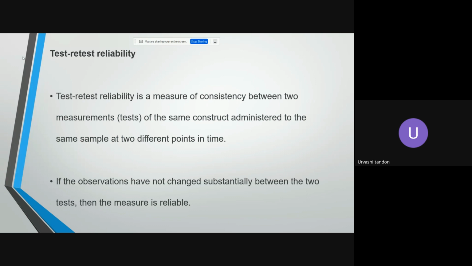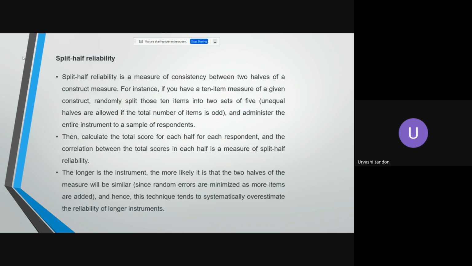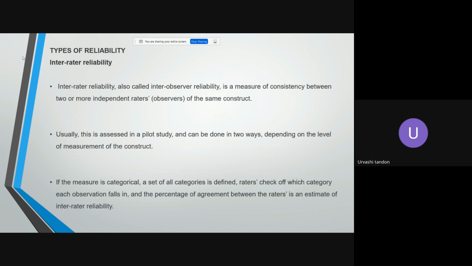Here it is again: two tests of the same construct administered to the same sample at two different points, which means two measurements. You divide the questionnaire into two parts, and again you compare the results from two different samples taken at two different points. Split half is where you divide the questionnaire into two, randomly split those items, give it to the sample of respondents, and finally compare their results. Split half in one line, these three are very simple.